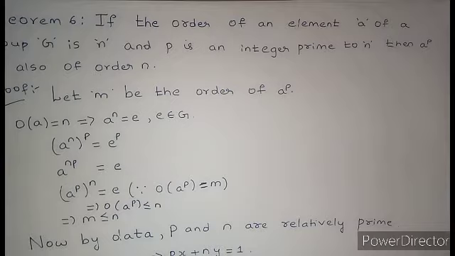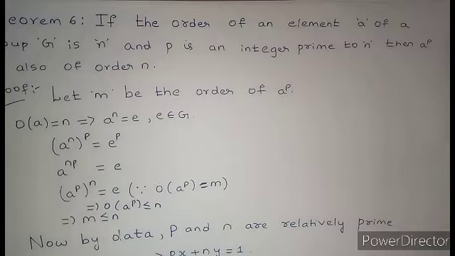So let's get started. The theorem says: if the order of an element a of a group G is n, and p is an integer prime to n, meaning (p, n) = 1, that means p and n are relatively prime, then a^p is also of order n. Then we have to show that the order of a^p is equal to n.